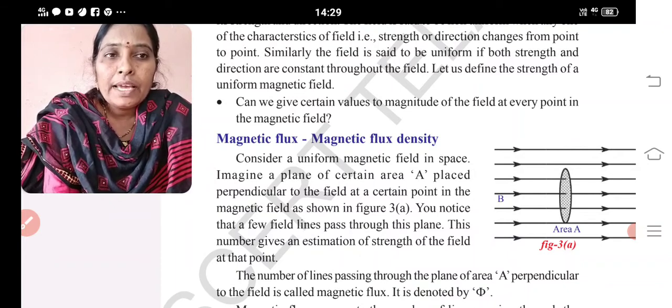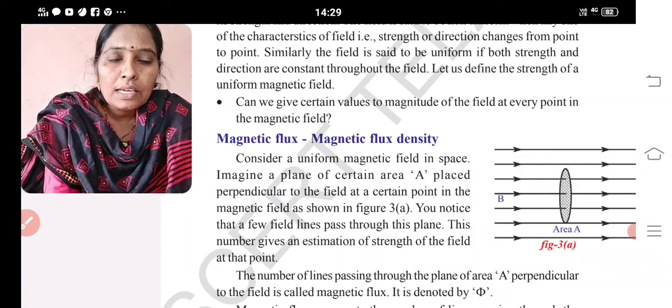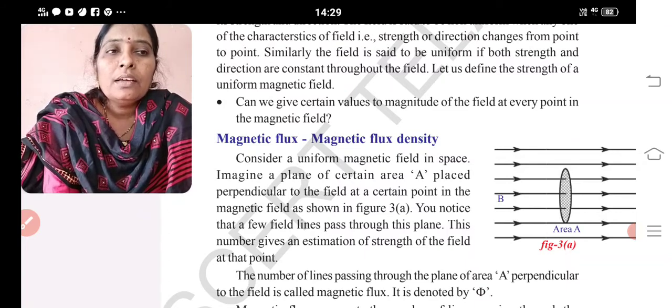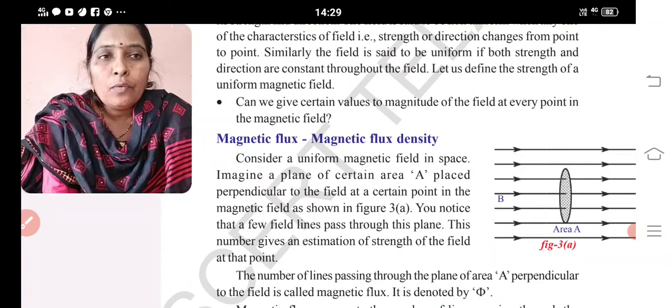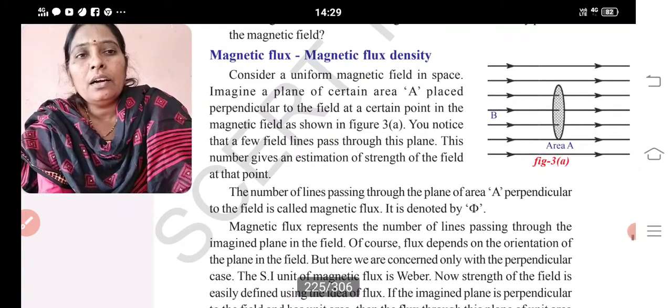The number of lines passing through a plane of area A perpendicular to the field is called magnetic flux, and it is denoted with the letter phi. The number of lines passing through that particular area perpendicular to the field is said to be magnetic flux.